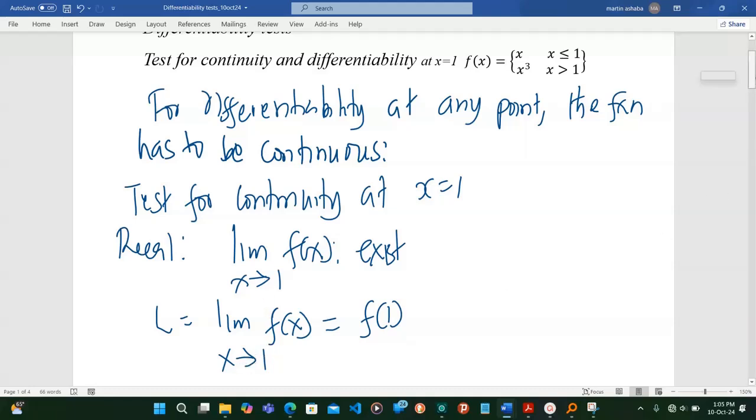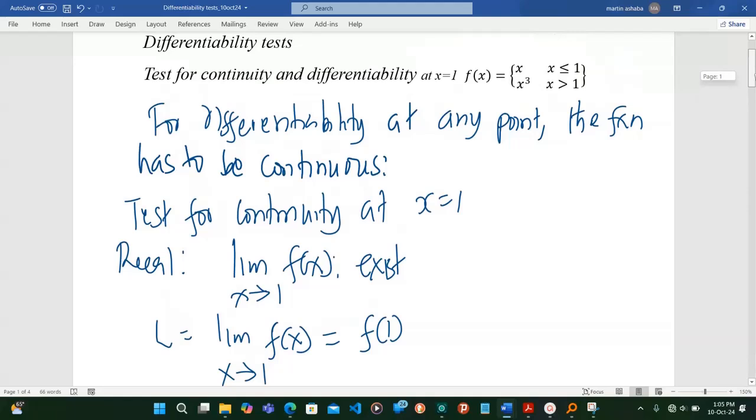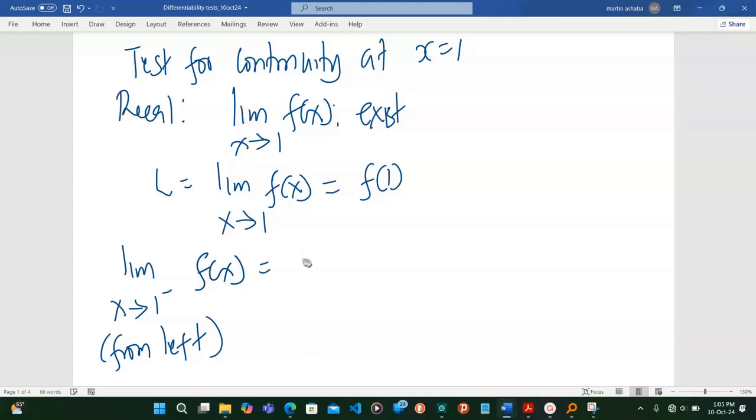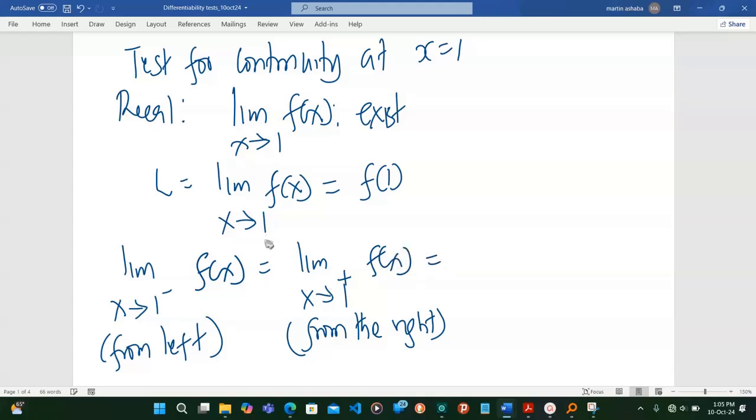So what does that mean? Since this is a piecewise function, we are going to use the limit as x tends to 1 from the left, and the limit as x tends to 1 from the right of f of x. This limit must exist, of course, and must equal f of 1.